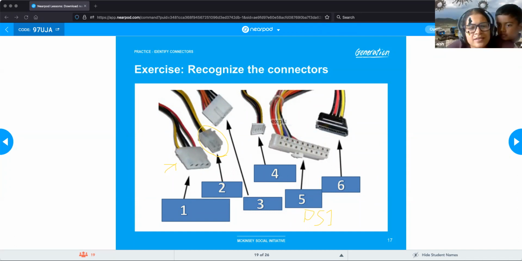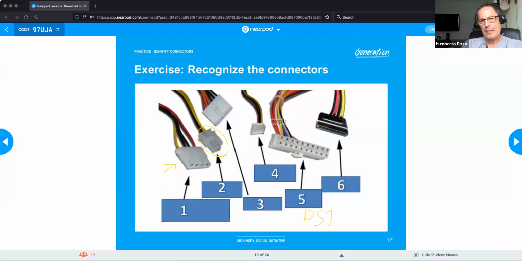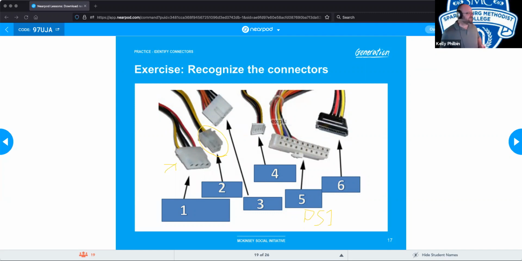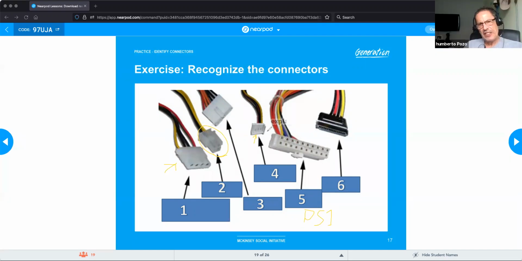Oh, that was for the PCIe, if it was black and it had 6 or 8. Okay. Mark, you want to chime in on number 3? It looks like the 4-pin mini. That's number 4. You got a 4-pin mini right here. Oh, number 3. How many pins does it have? 6.